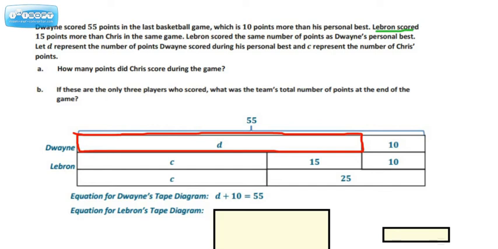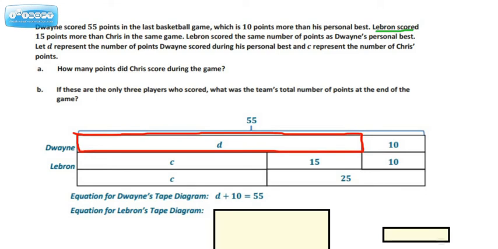Dwayne scored 55 points in his last basketball game, which is 10 points more than his personal best. LeBron scored 15 points more than Chris in the same game. LeBron scored the same number of points as Dwayne's personal best. Let D represent the number of points Dwayne scored during his personal best, and C represent the number of Chris's points. Question A, how many points did Chris score during the game? And question B, if these are the only three players who scored, what was the team's total number of points at the end of the game?